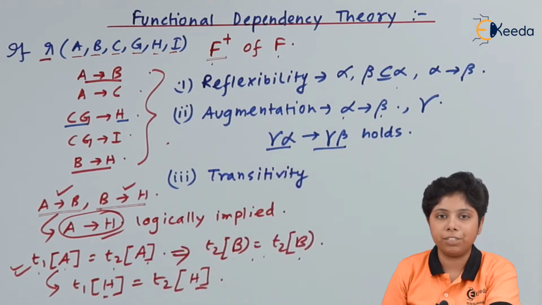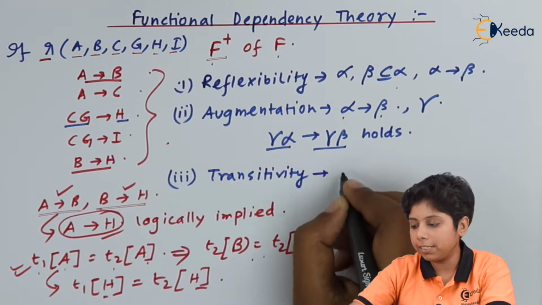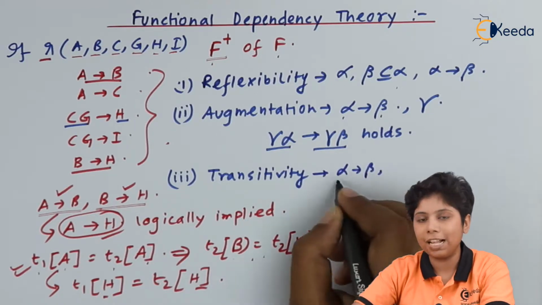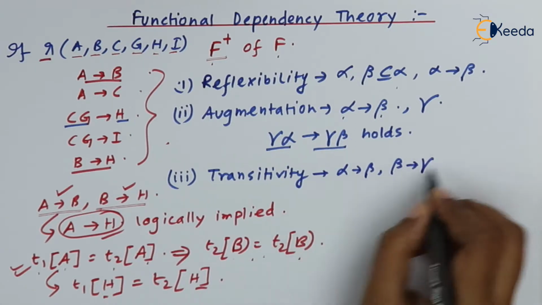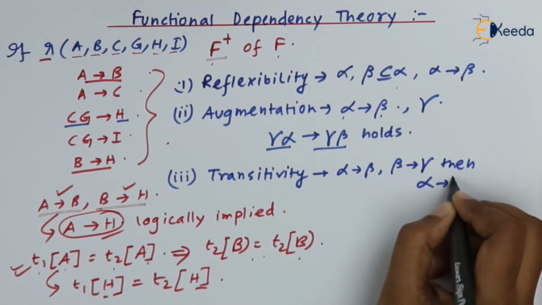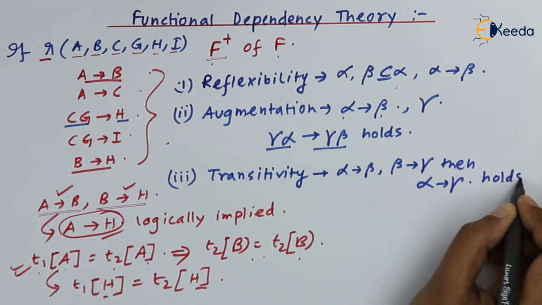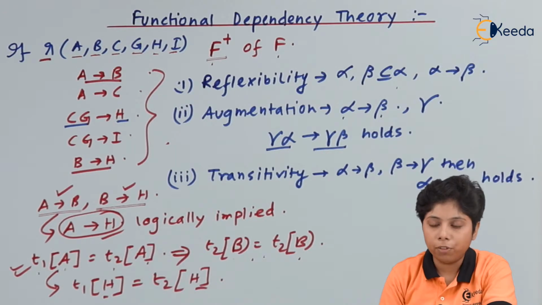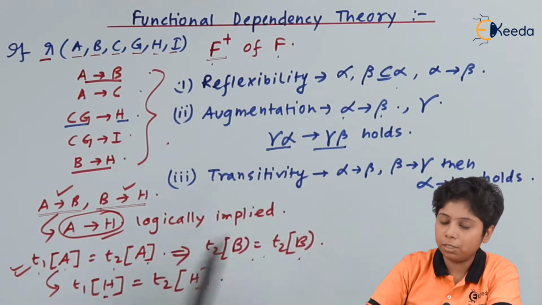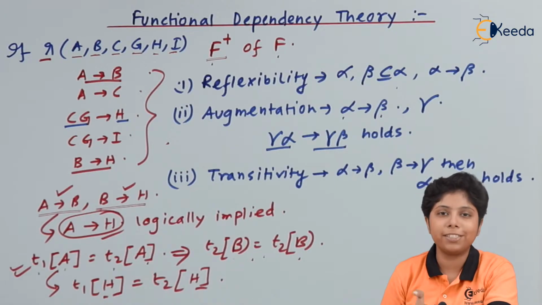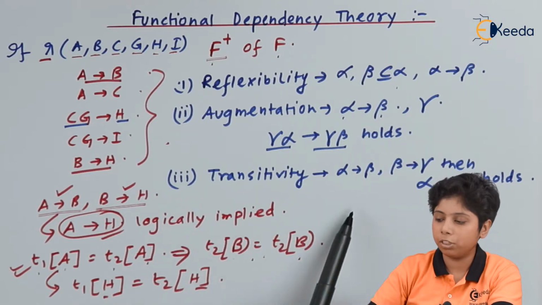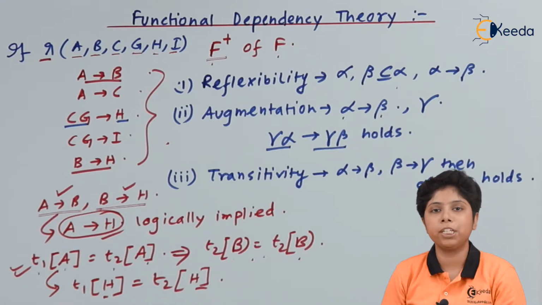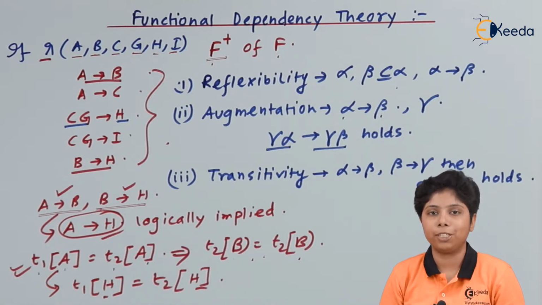Next is the transitivity rule. The transitivity axiom states that if there exist two dependencies, alpha defines beta and beta defines gamma, then we can say that alpha defines gamma holds for the relation. Now, till now we have known that Armstrong's axioms are sound because they do not produce any incorrect values, and they are also complete because all the closure that can be built on the relation F can be generated from F or added to it.